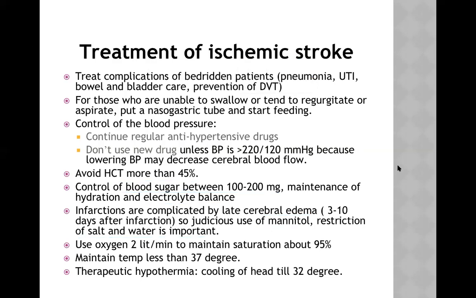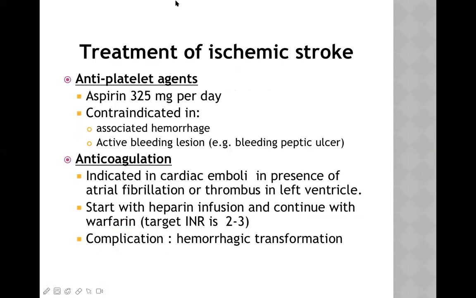Let's move on. There are so many other things we need to talk about, like what are the medicines now? These are all the general management. So what are the medicines we want to use in the treatment of ischemic stroke? Antiplatelet drugs like aspirin or clopidogrel are very routinely used. Aspirin 325 milligram per day, but remember these aspirin or clopidogrel are contraindicated in hemorrhagic stroke.